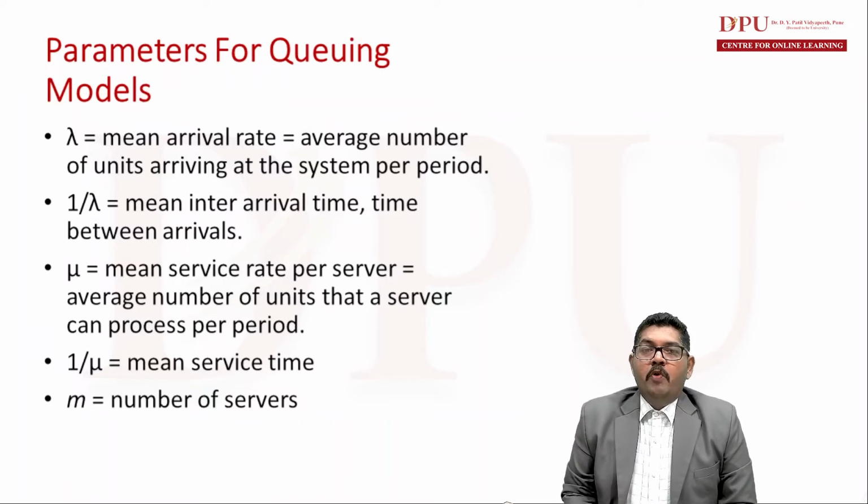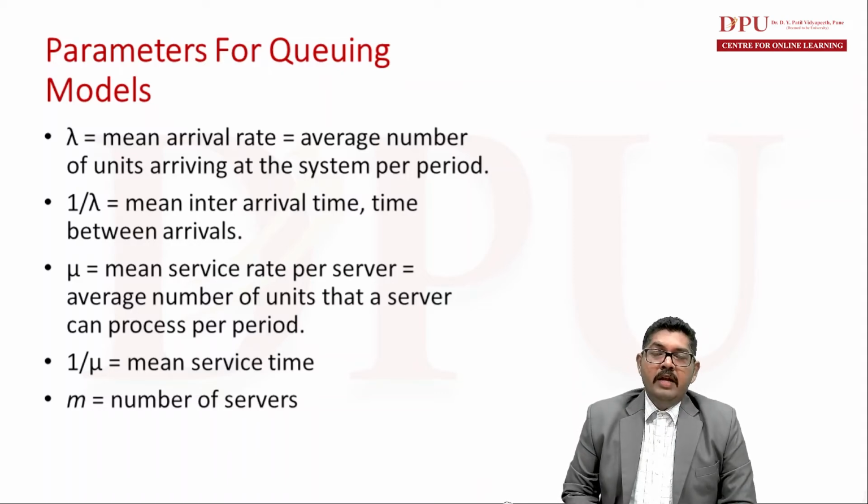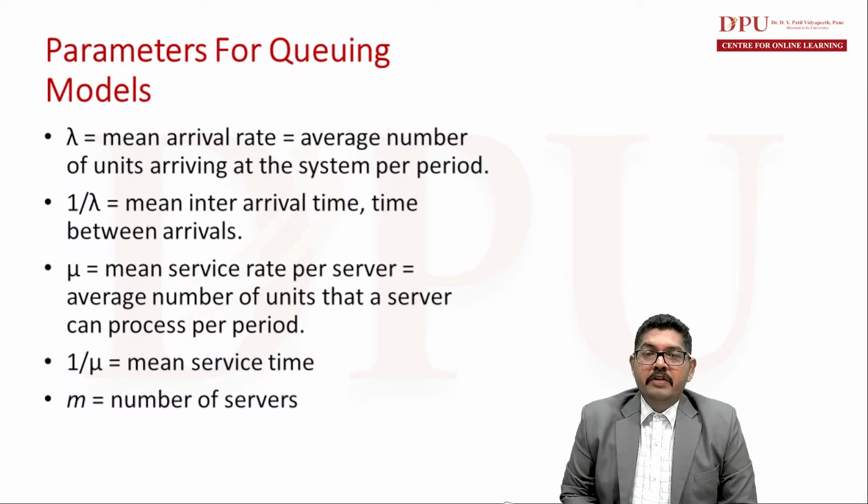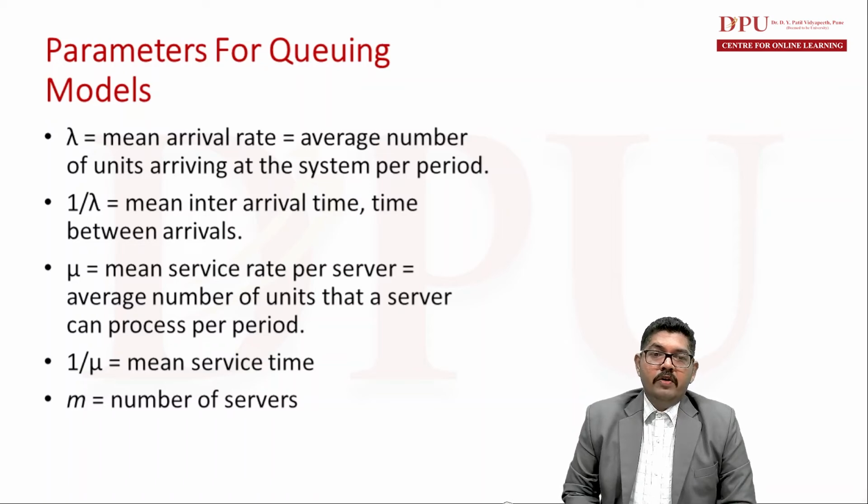Parameters for the queuing model. The parameters include lambda. Lambda is used to denote the mean arrival rate, that is, the average number of customers per unit time. Then 1 divided by lambda will give us the mean inter-arrival time of the customers, the time between their arrivals. So by formula we can check it.